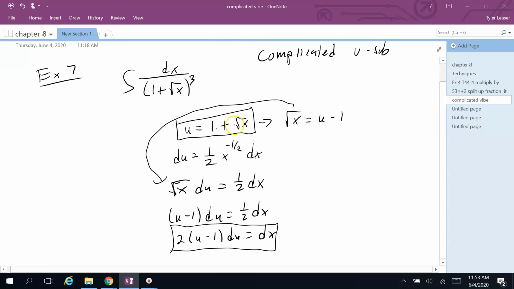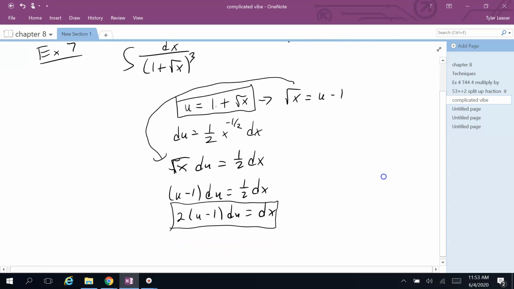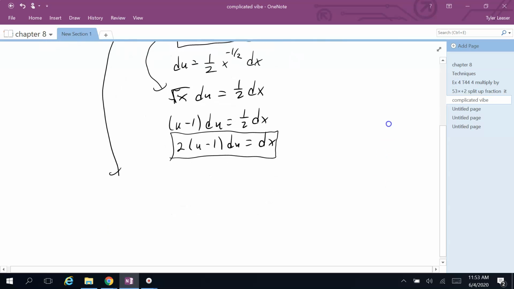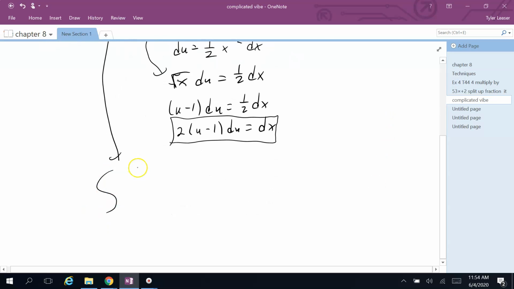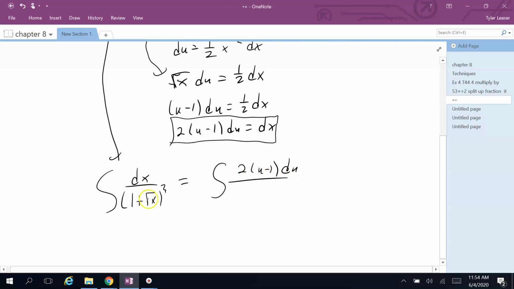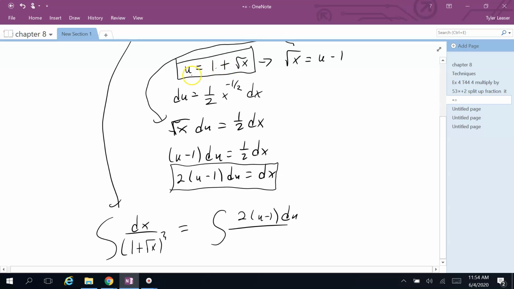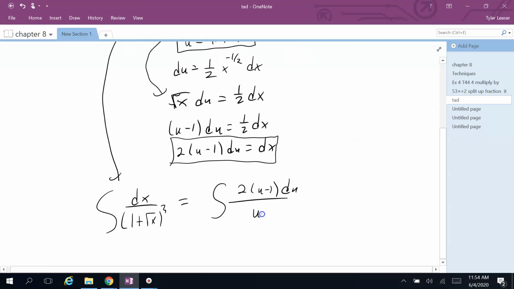That 1 plus square root x in the denominator, I'm going to replace with u. The dx, I'm going to replace with this. So now my integral, I'll copy the integral down here. It was the integral of dx over 1 plus the square root of x cubed. But now it's going to be the integral, instead of dx, I'm substituting it with this, 2 times u minus 1 du. And then my denominator, the 1 plus root x, I'm going to substitute out with u. So it's going to be that u cubed.